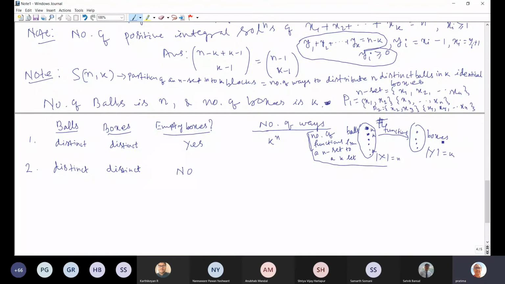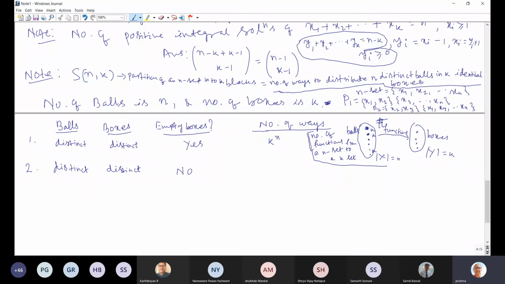So now again, my question is whether you agree with this definition of Stirling number. This is another way of defining Stirling number of second kind. This is the number of ways to distribute n distinct balls into k identical boxes. Whether you agree, students, whether you understand, or if you have any doubt, you tell me.